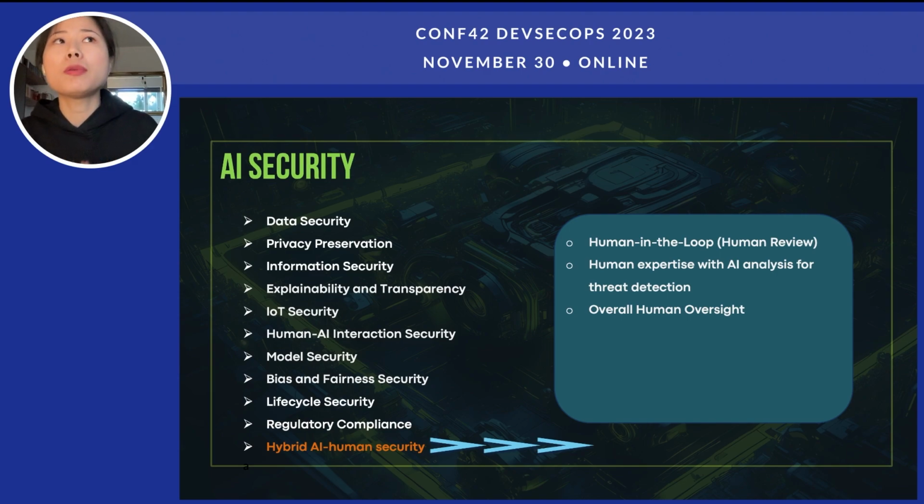And the last one, but I don't think it will be the last one. Definitely in the near future, it will be extended. Human in the loop. Because if there's no human review, like with white box and black box, we do not know which direction the machine will go. Or the machine has been attacked, or it has some threat detection. But we must have human expertise alongside the AI analysis for this threat detection. And also be curious and be cautious. No matter how cautious we are, it's not wrong, honestly. We need to have this overall human oversight.